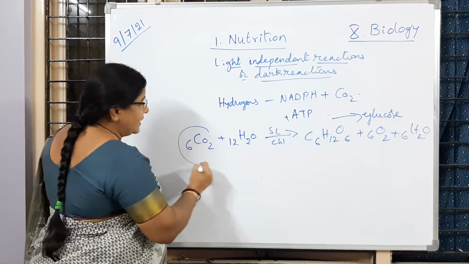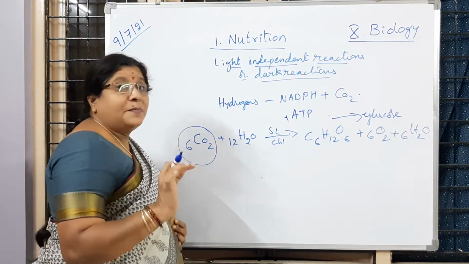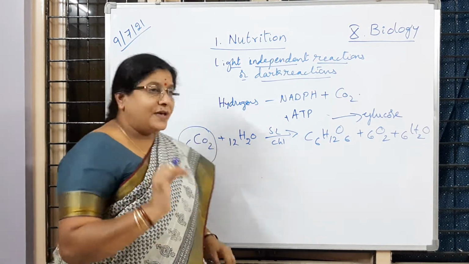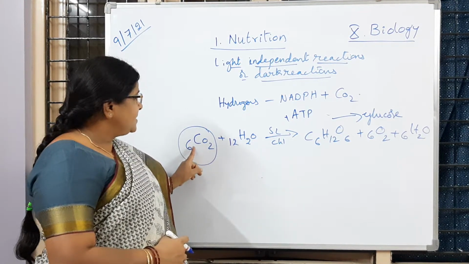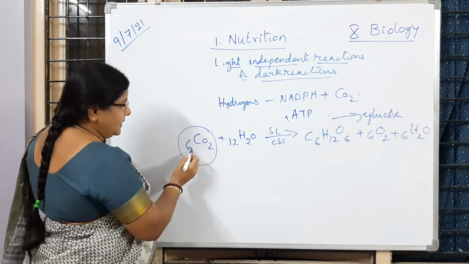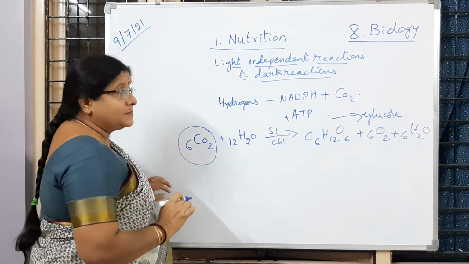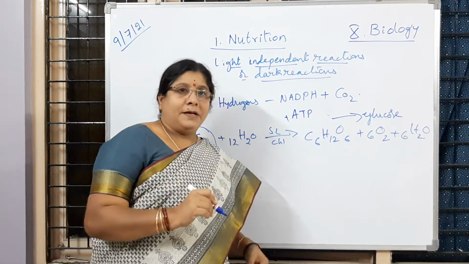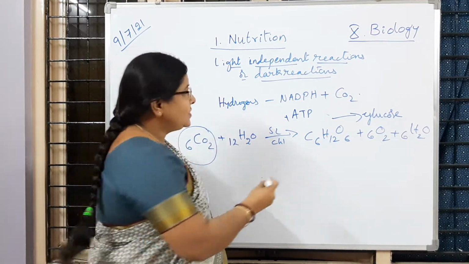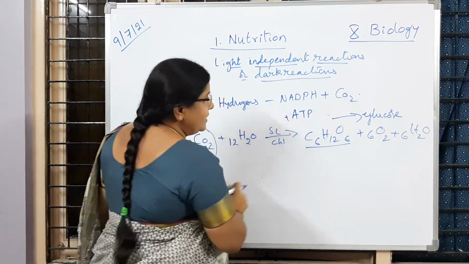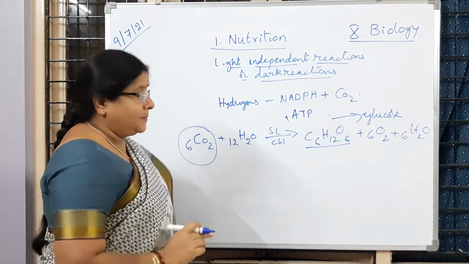So where is this carbon dioxide going to be fixed or used up? In the dark phase. In the dark phase of photosynthesis, the 6 molecules of carbon dioxide means 6 carbon atoms. So 6 carbon atoms are going to be fixed at different steps to get the glucose molecule. Glucose is also a 6 carbon compound, and here 6 molecules of carbon dioxide are used up. Is it clear to children?